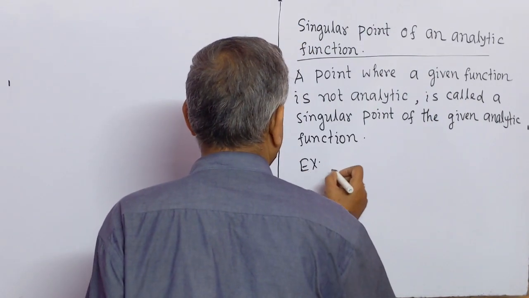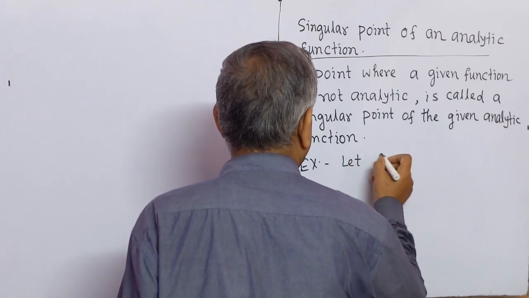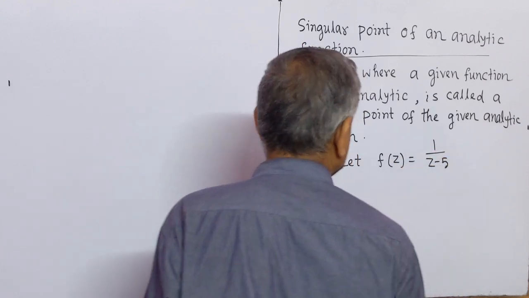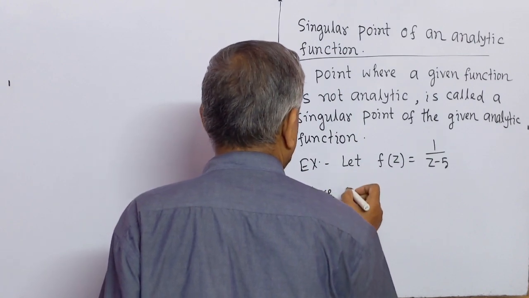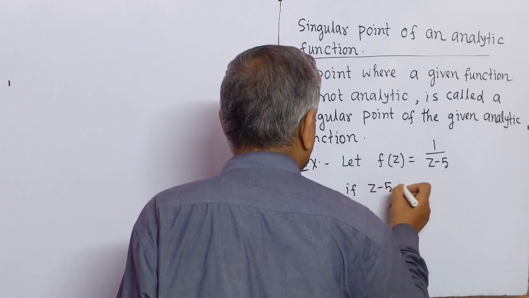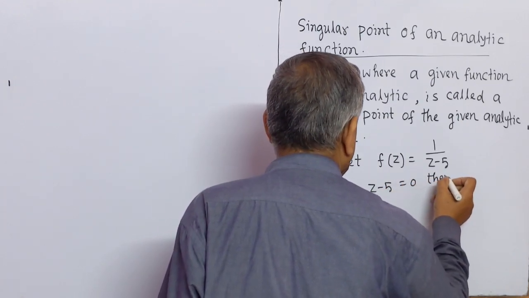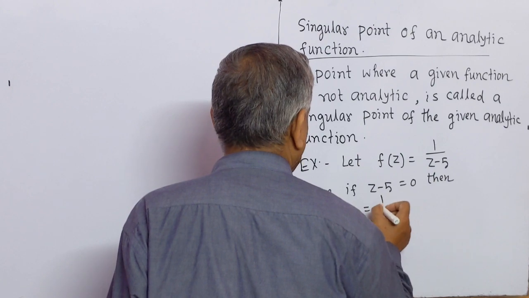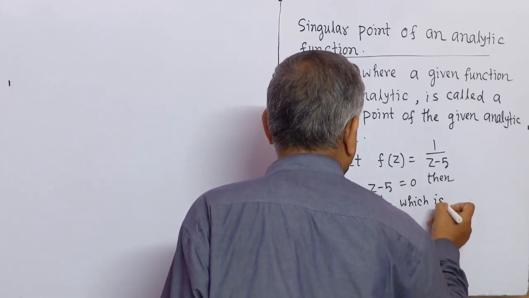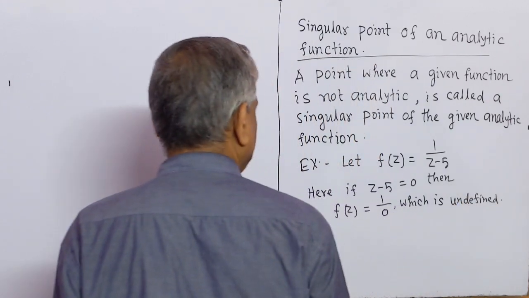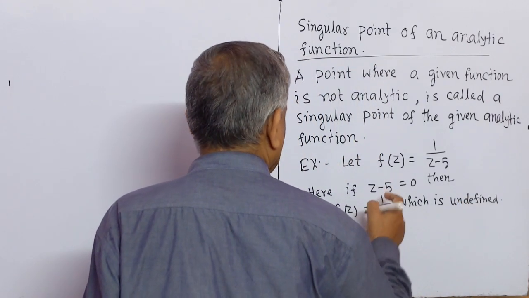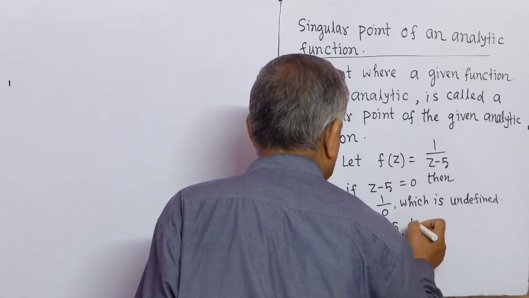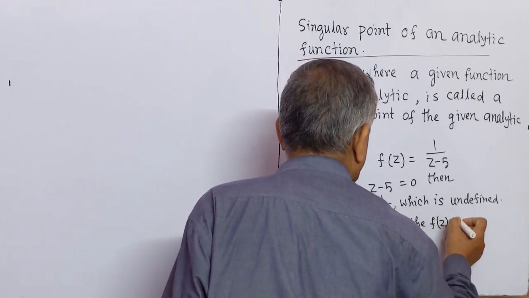Example: let f(z) equal 1 by z minus 5. Here, if z minus 5 equal to 0, then f(z) will be equal to 1 by 0, which is undefined. That is, at z equal to 5, the function f(z) is not defined.